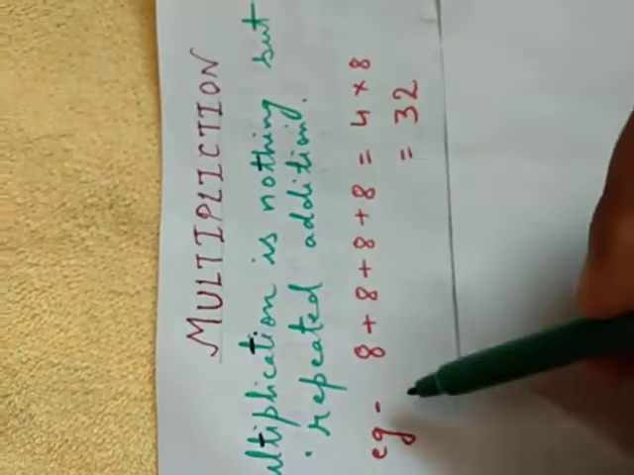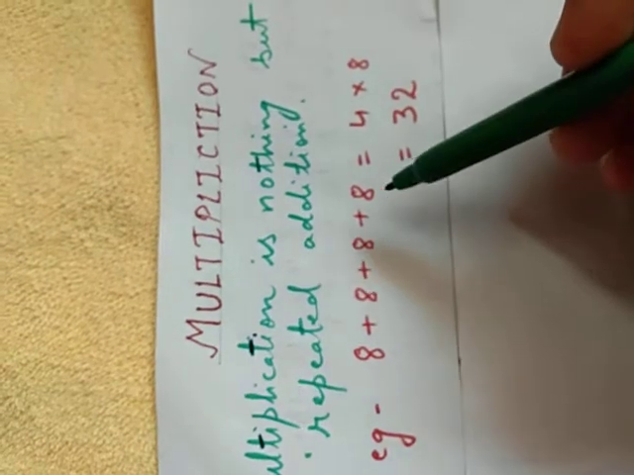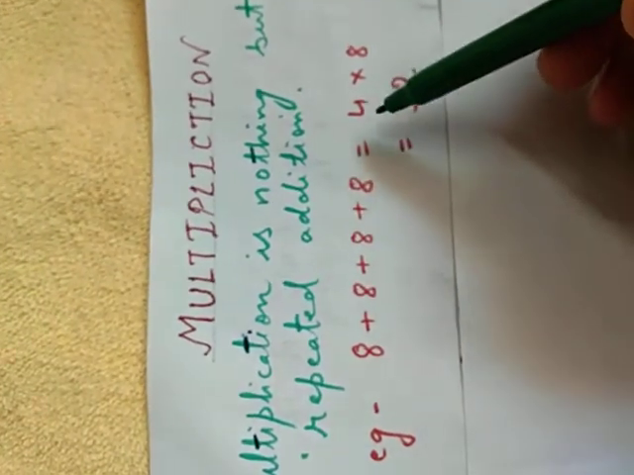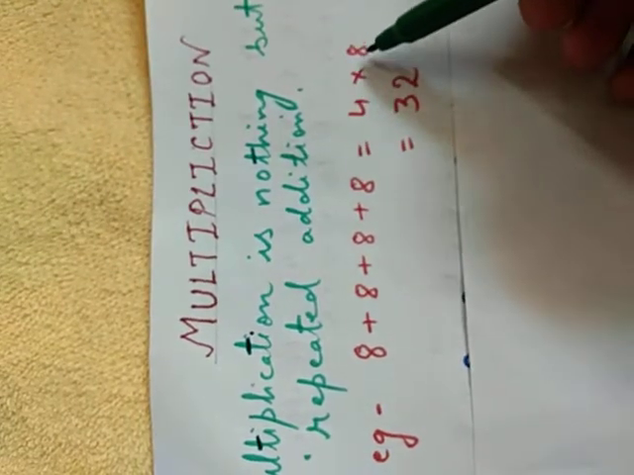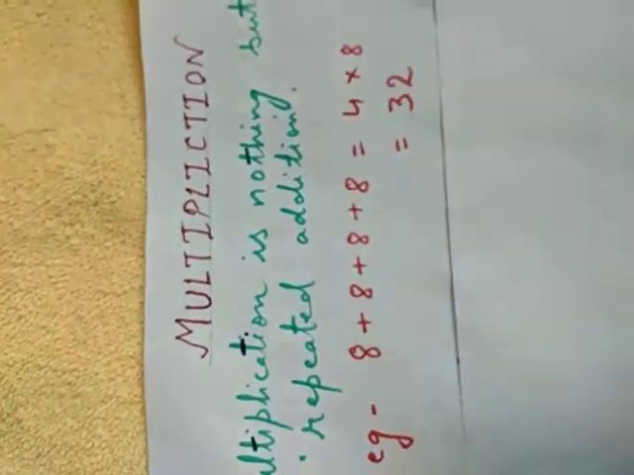So this is the repeated addition of 8. How many times? It is 4 times. So we can write it as 4 times 8 will give you 32.